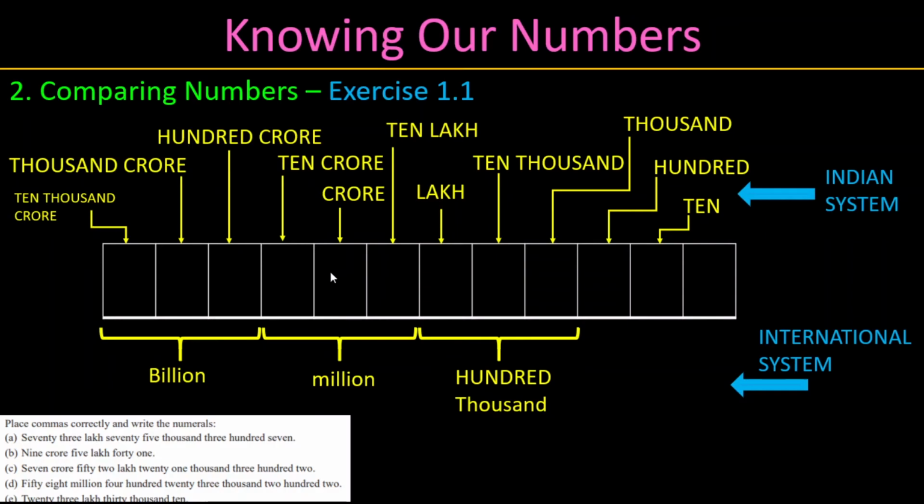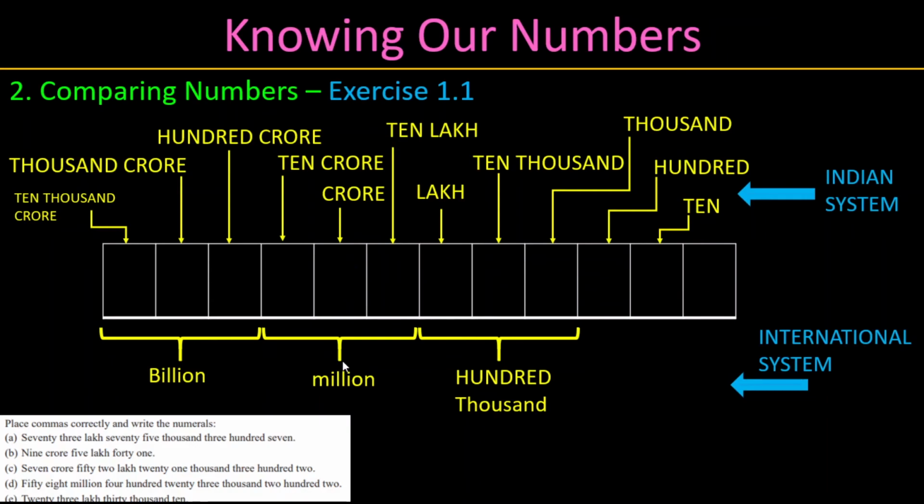Next, 7 crore 52 lakh 21,302. So this is how we have to write, comma comma comma. Okay, next 58 million, because this is the 10th position, this is the 100 position, this is a single position. So this is 58 million 423,202. So this is how it should be.